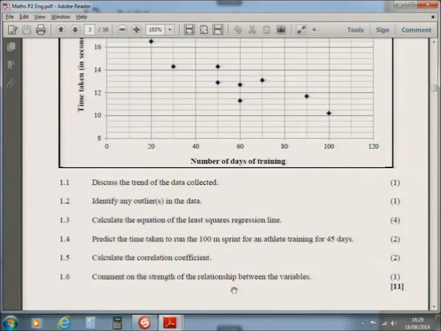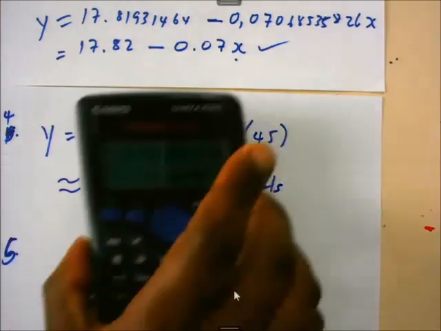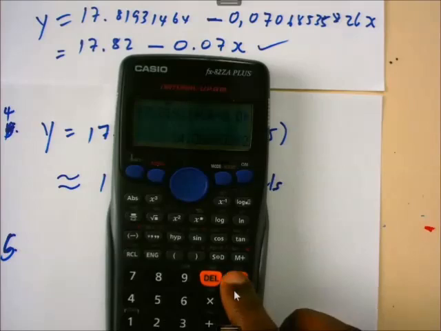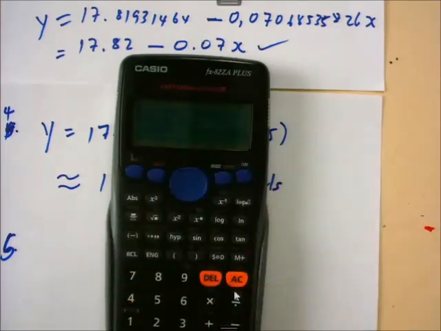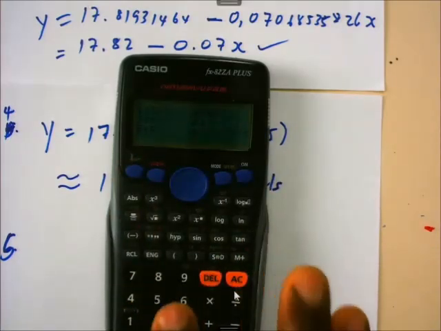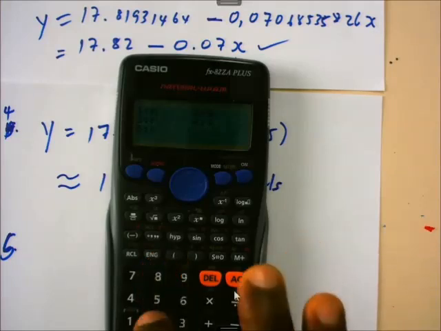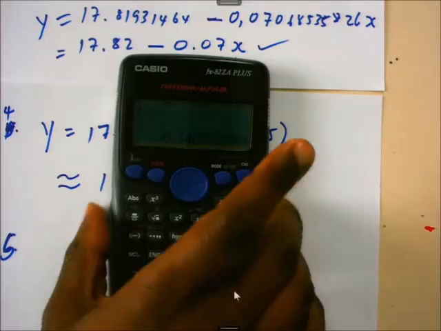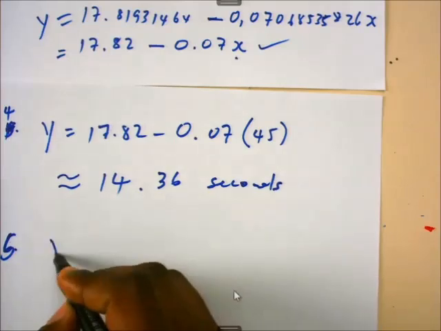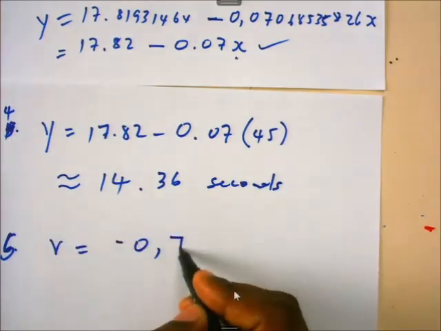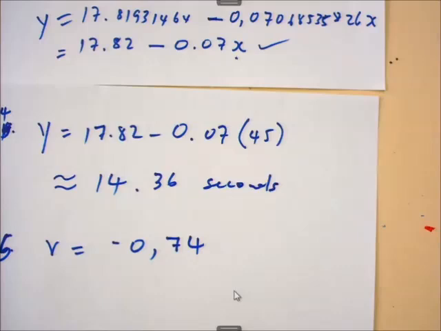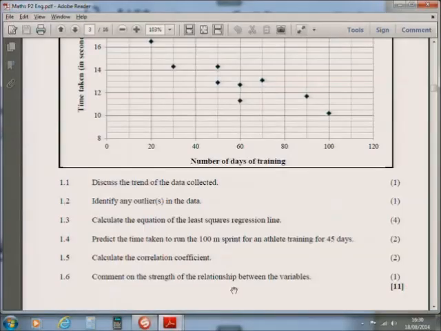What do we do? We still just go back to our calculator. Remember, we have done this already. We say AC on the calculator, shift, stat. And we say 5 is regression, R is 3. Can you see R appearing on the screen? 3 is equals to. So we write therefore that R is equal to negative 0.74. The question said calculate the correlation coefficient. Good. We have just simply calculated it there.